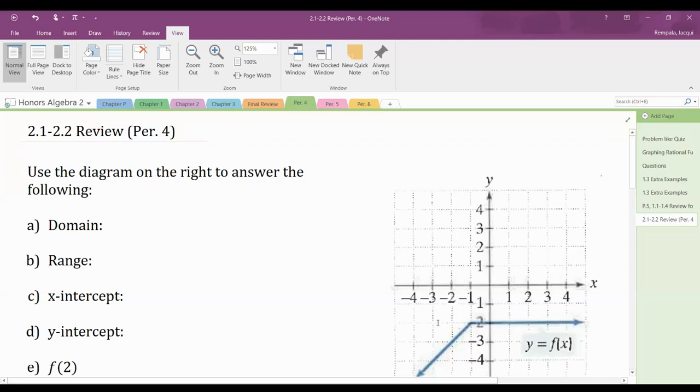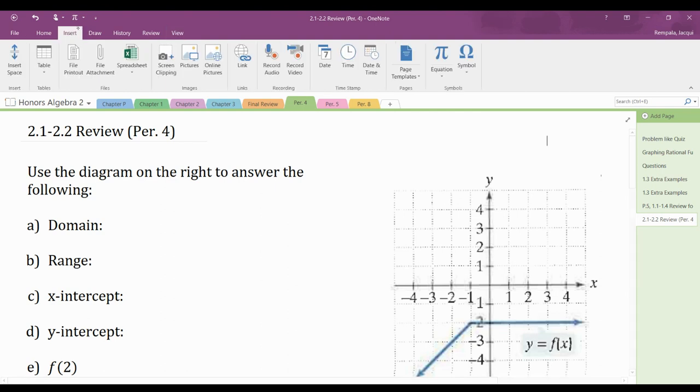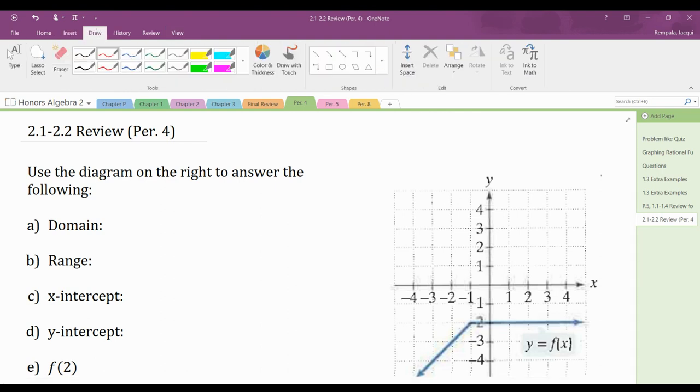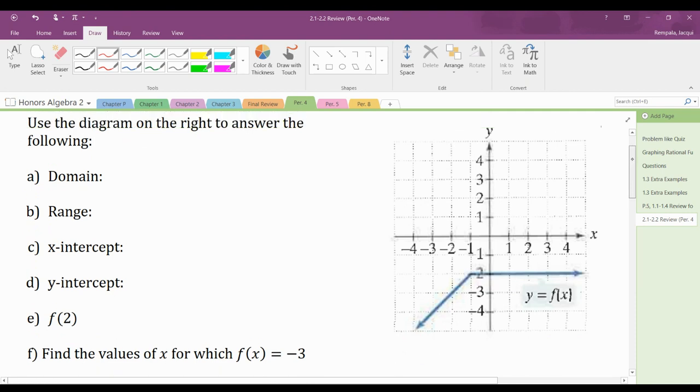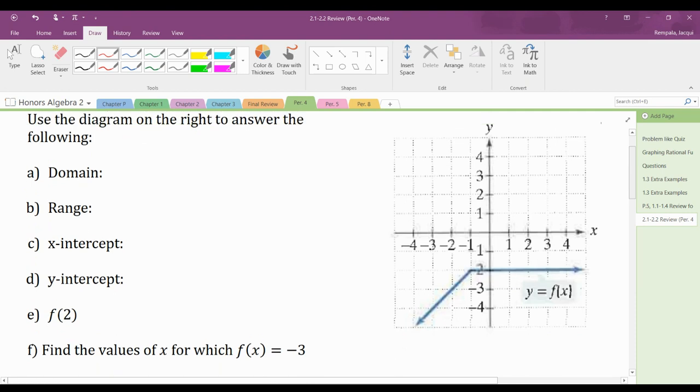Let's review the sections that we've talked about so far. So sections 2.1 and 2.2. Remember in section 2.1, one of the things that we looked at was a diagram, and we needed to identify different pieces from the diagram. So we're going to use the diagram on the right to answer the following.